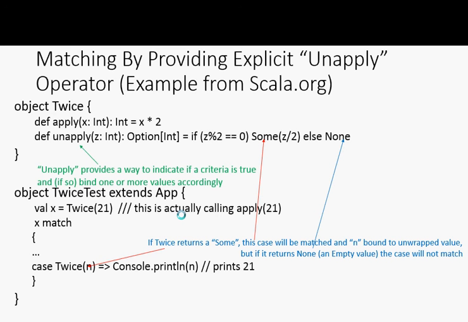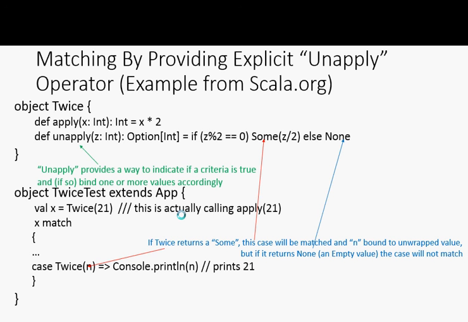So here, what's happening is twice is getting a value given to it. And here, we are going to be testing, okay, is this value, excuse me, I misspoke here.